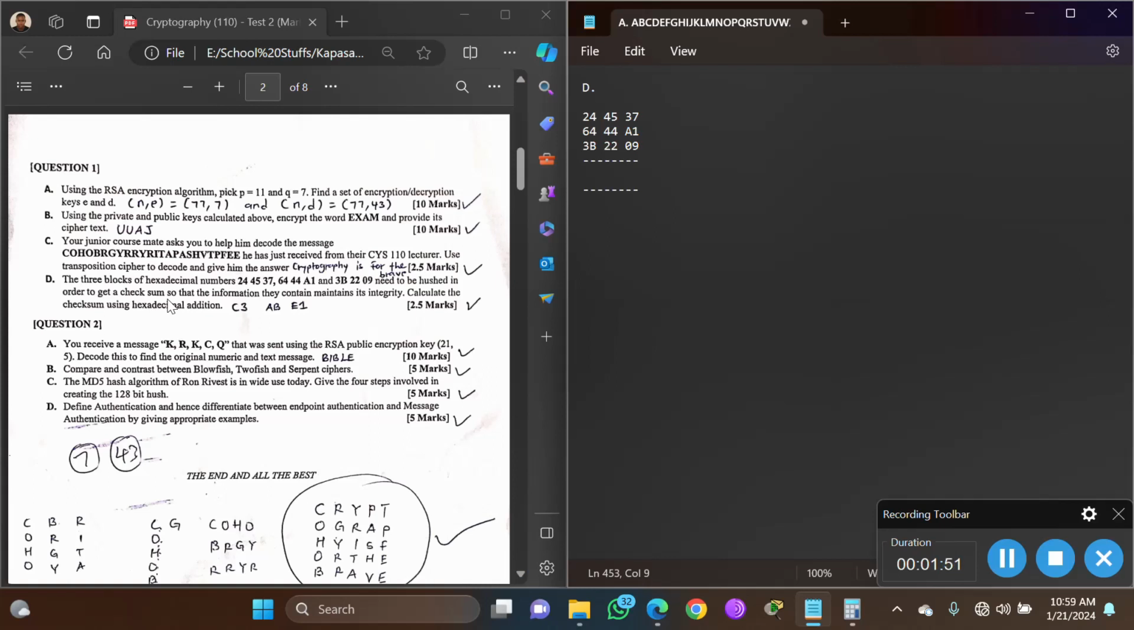So what we are doing is creating a checksum or a hash from these three blocks of hexadecimal numbers. So, calculate the checksum using hexadecimal numbers. The first thing you need to understand is hexadecimal numbers themselves. Let me explain that. Hexadecimal numbers go up to 16, but they start at 0.